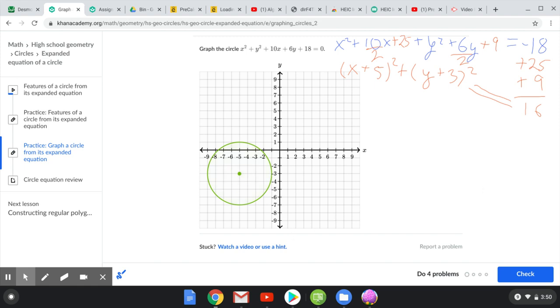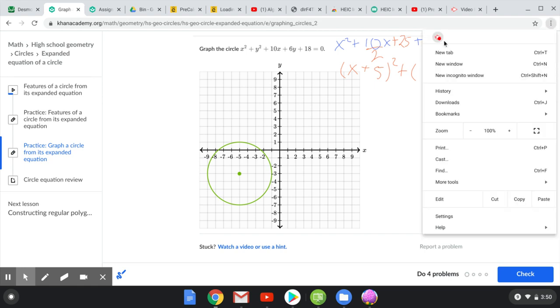It's that simple. The hard part of this really is just getting it into this equation, or this form, I should say. So just make sure you're paying attention to detail when you are completing the square twice, and you should be fine. Hopefully this helped, and I will see you when we talk about ellipses.